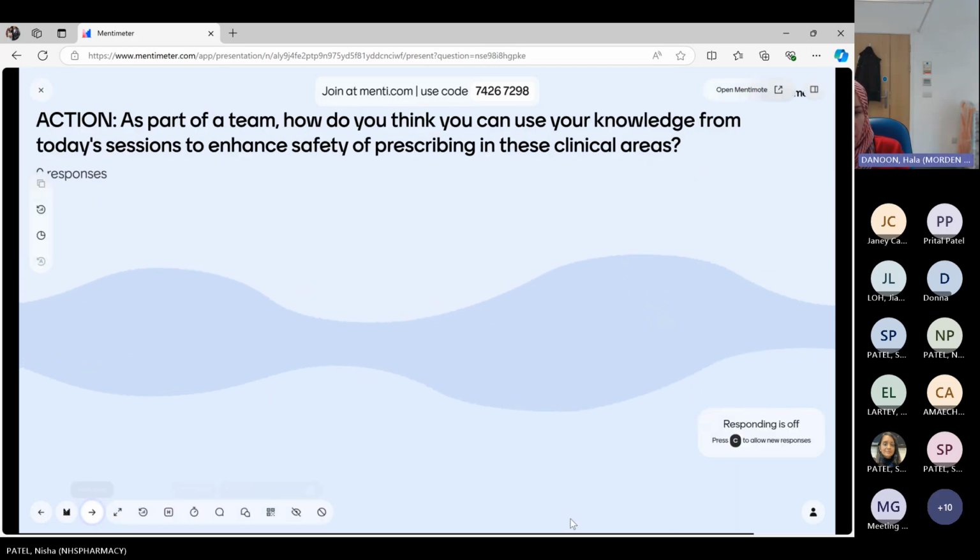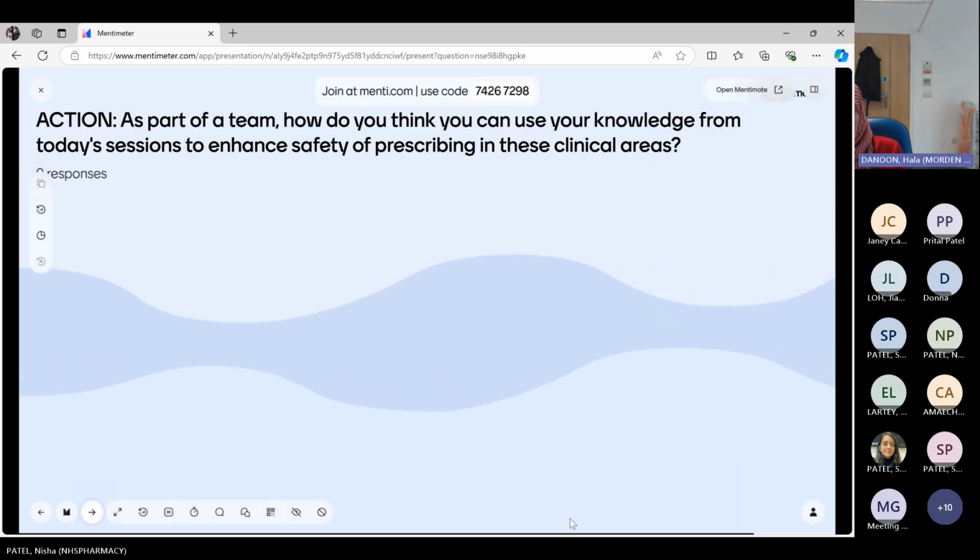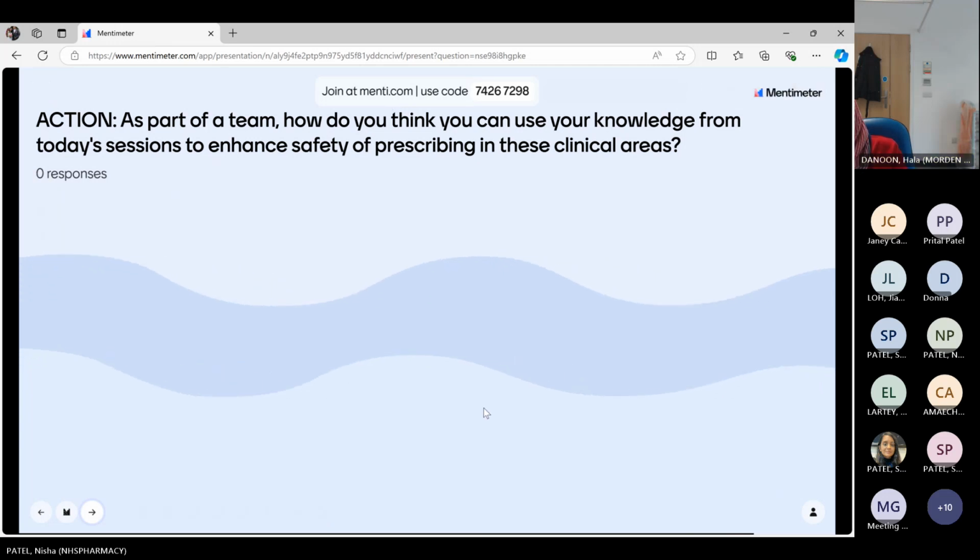Okay, so the last bit is action. As part of a team, how do you think you can use your knowledge from today's session to enhance safety of prescribing in these clinical areas? What would you take back to your practice? What would you want to action from today's presentation?